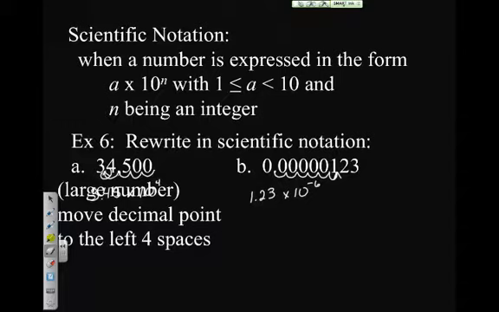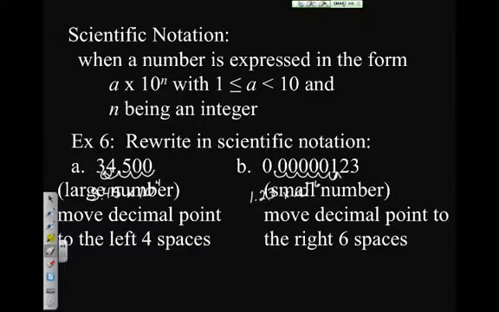Just to emphasize that, since it's a large number, we move the decimal point to the left 4 spaces, and in the other one, since it's a small number, the decimal point gets moved to the right 6 spaces.